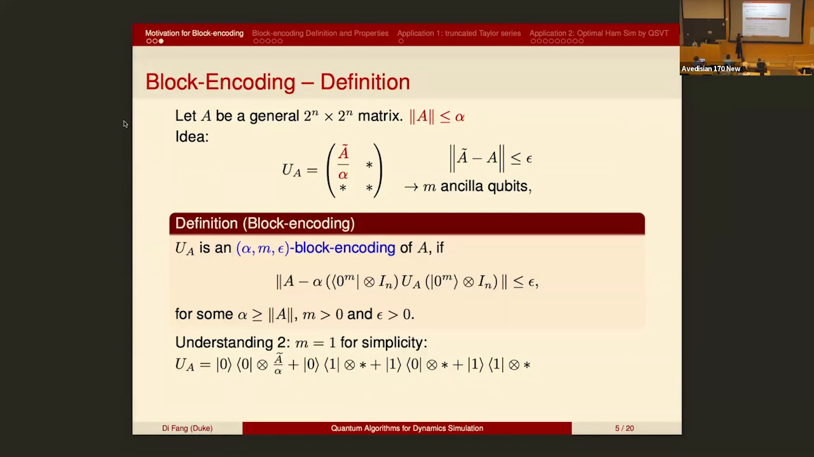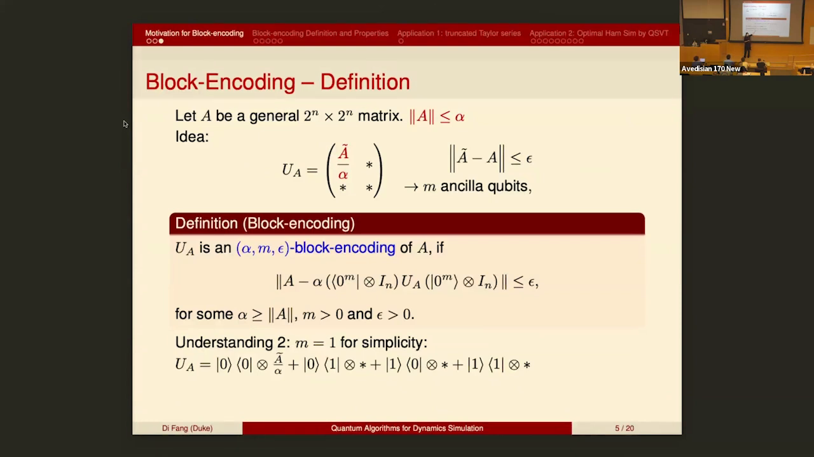Now you try to think about, I'm going to put this in the middle, inner product on both sides, sandwich it by some zeros and ancilla qubits on the left and on the right. What do you pick out? You pick out exactly this thing.